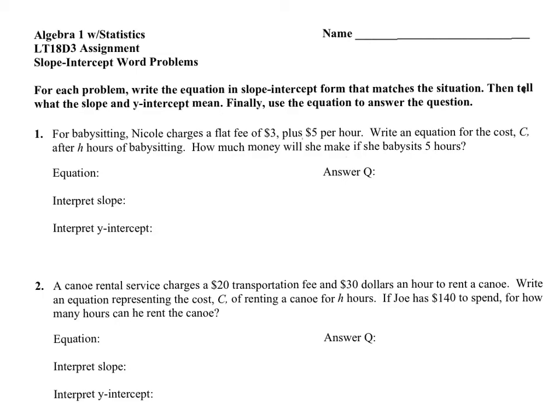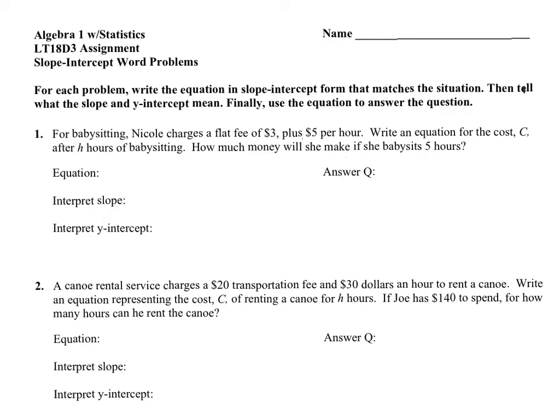Alright guys, so here's what we're going to do. It says learning target 18, day 3 up top, but it's day 4. So you're going to read through the problem, you're going to write an equation using the variables they tell you, and then you're going to interpret what the slope and the y-intercept mean, and then finally answer the question.